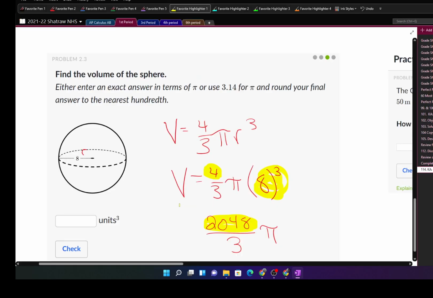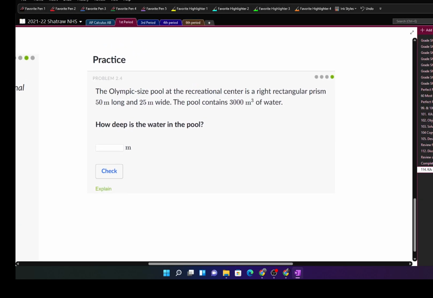So there you go. And then the last one says the Olympic-sized pool at the recreation center is a right rectangular prism. Okay, rectangular prisms are basically just cubes. I mean, well, like a box, right? There's my box. And it says it's a right rectangular prism that's 50 meters long and 25 meters wide. And the pool contains 3,000 meters cubed of water.